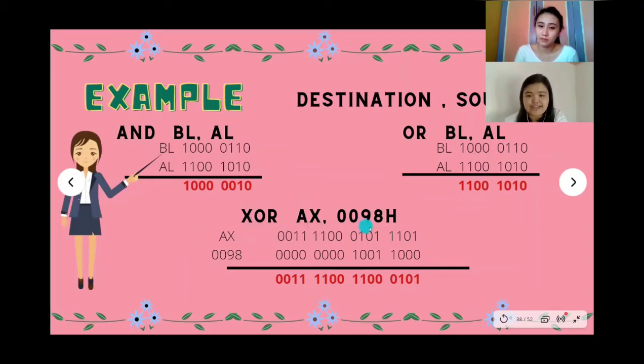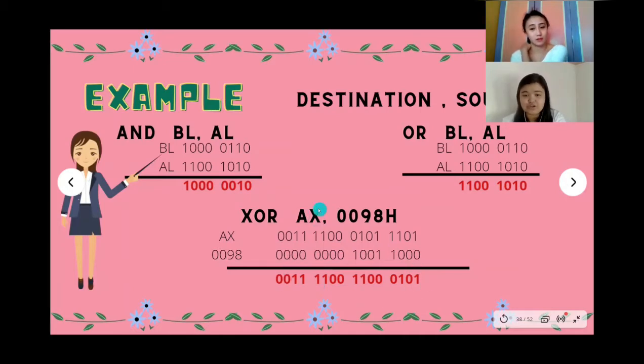XOR, AX, and 0098H. So, this is a 16-bit. So, suppose this is the bit value. We know that when it is XOR, when the values are not the same, the answer is 1. When they are the same, the answer is 0. So, 1 and 0 is 1, 0 and 0 is 0, 0 and 1 is 1, 1 and 1, since they are the same, it becomes 0. Same, 0. Same again, 0. Not the same, so 1. Not the same, 1. Same, 0. Same, 0. Not the same, 1. Not the same, 1. Not the same, 1. Not the same, 1. And here, they are the same, so 0, 0. So that's it. And it is stored again in our destination.